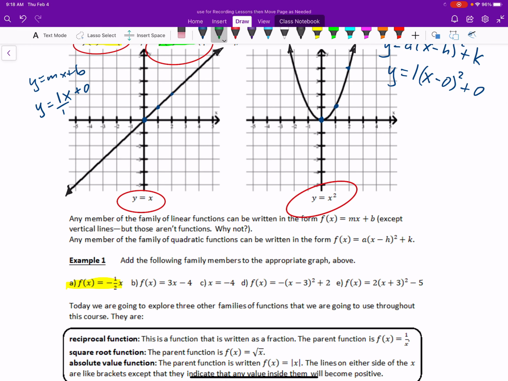So maybe I'll use different colors. I'll use this green. So y-intercept of 0, slope of -0.5 means I go down 1 and over 2, down 1 and over 2, and so on, until I have enough points to draw my line.